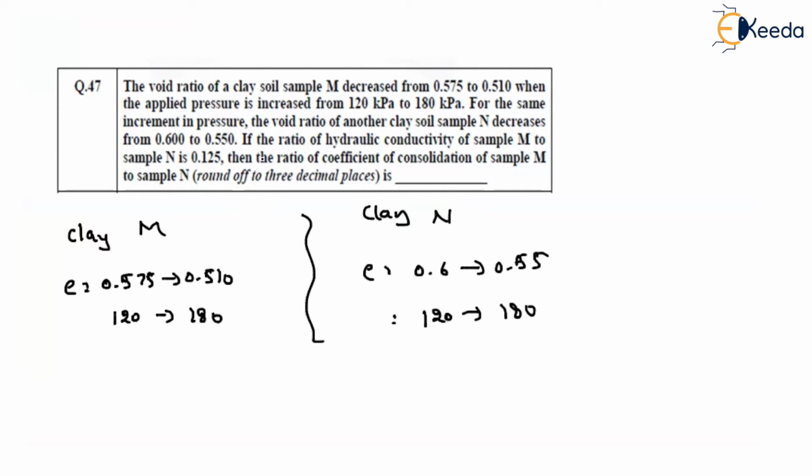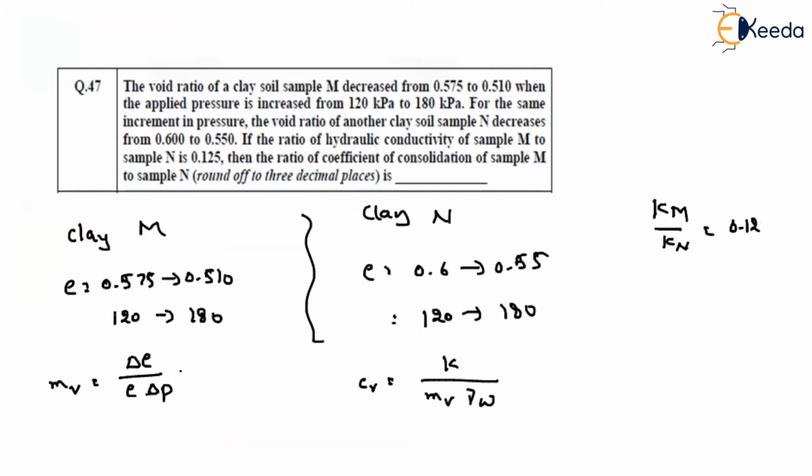What do they need? The ratio of hydraulic conductivity, Km to Kn, is given as 0.125. So what we have to find out is the ratio of coefficient of consolidation. What is the coefficient of consolidation? That is K divided by mv into gamma w, isn't it? Gamma w is constant, so Cv is directly proportional to K by mv. So what about mv? mv is change in void ratio to the initial void ratio into change in pressure. In both cases, the change in pressure is constant, right?